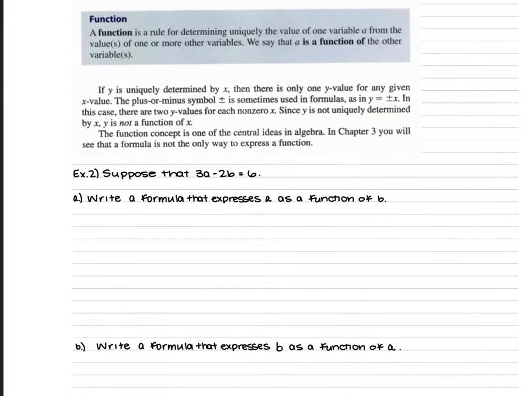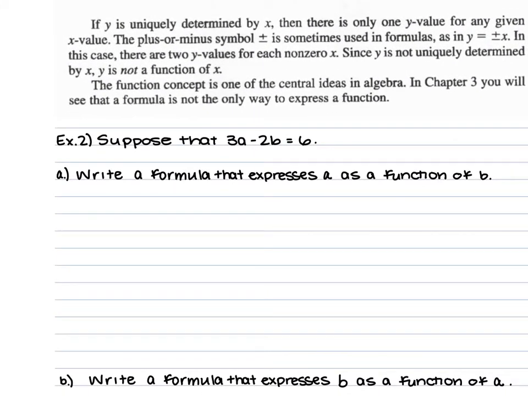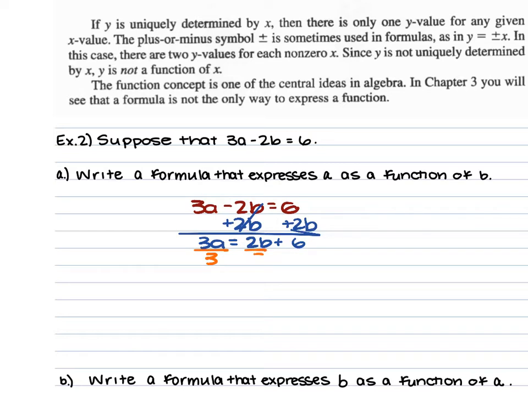For example 2, it tells us to use 3a minus 2b is equal to 6. For a, we are writing a formula that expresses a as a function of b. So we're going to take that 3a minus 2b is equal to 6, and we're going to solve for a. So we're going to start by adding that 2b to both sides. We get 3a is equal to 2b plus 6. Then I just divide each term by that 3, and I get a is equal to 2/3 b plus 2.